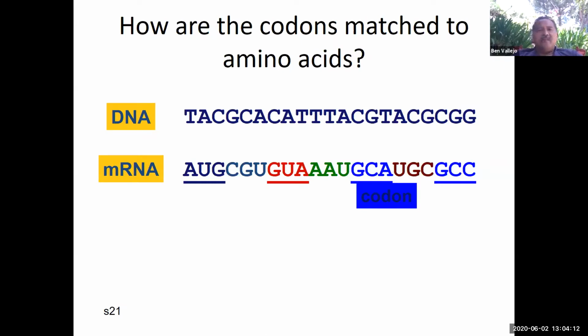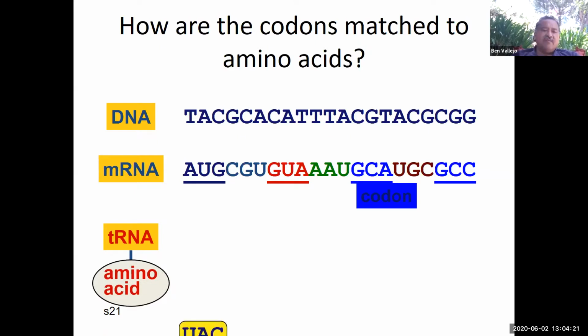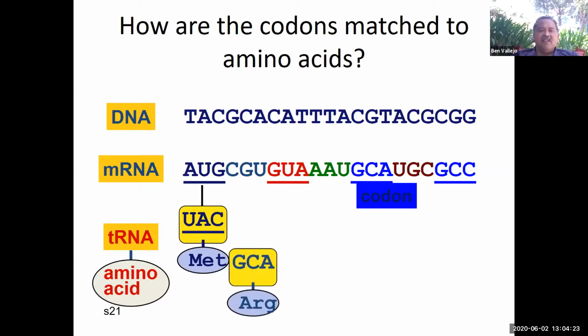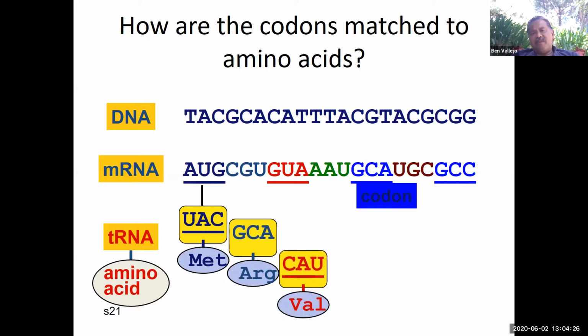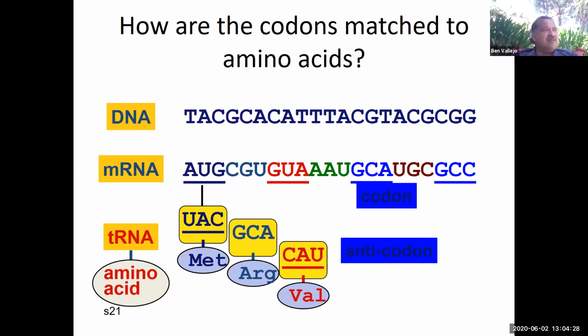Now, how are the codons matched to the amino acids? Well, there's another type of RNA, tRNA. The T stands for transfer, and those transfer RNAs bring the correct amino acid to the location. Put those in a part of the ribosome. There's the amino site, and there's the protein site or peptide site, and then there's the exit site, A, P, E, and those are all parts of the ribosomes.